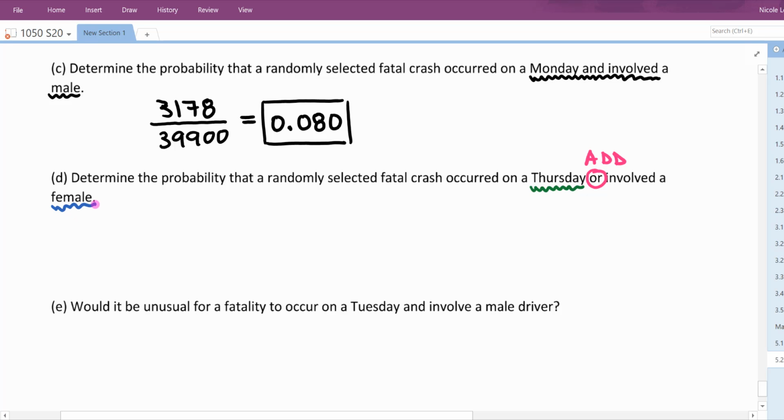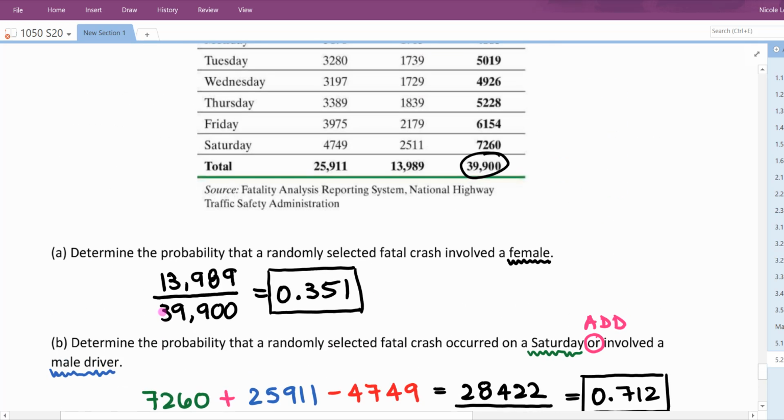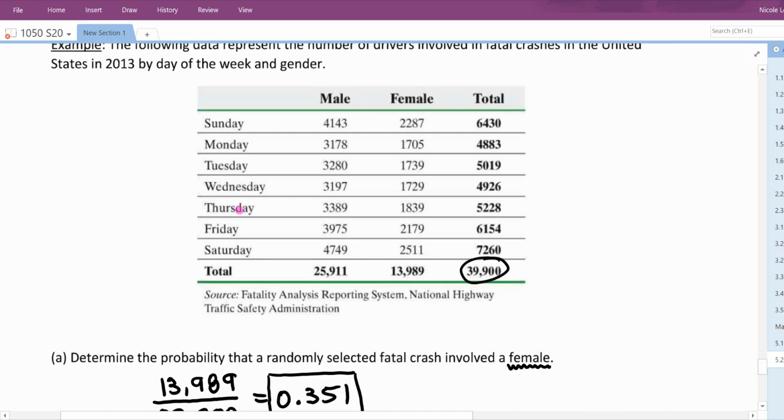So what we'll do, very similar to before with the other or problem we saw, we're going to add up the two totals for Thursday and then also for female. And if there's any sort of double counting, any sort of overlap, we'll need to make sure to subtract that out. So first I need the total for Thursday. The total number of crashes that occurred on a Thursday, this number right here, the 5228.